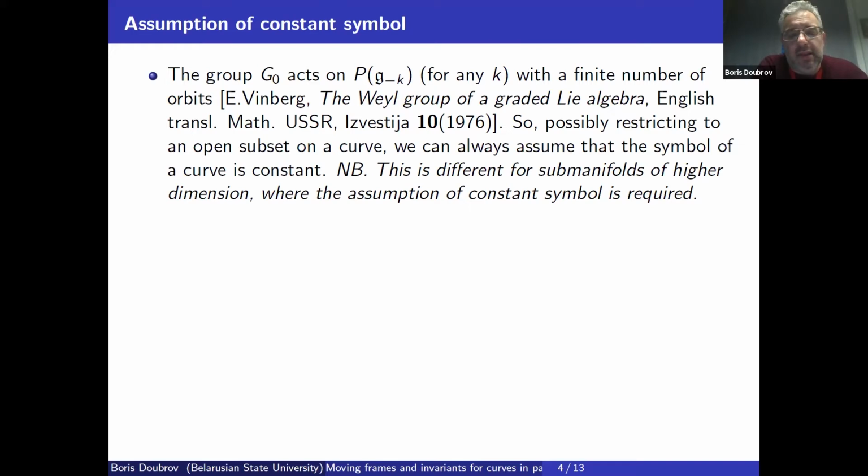Essentially we have only a finite number of possible symbols for curves, and finite number means that we can assume that the symbol is constant on an open subset, just because we have no continuous parameters on the level of symbols. Therefore, in the case of curves, we can always assume that we have a constant symbol if we, of course, remove singularities. We might have singularities in our curves where the symbol changes just at the point.